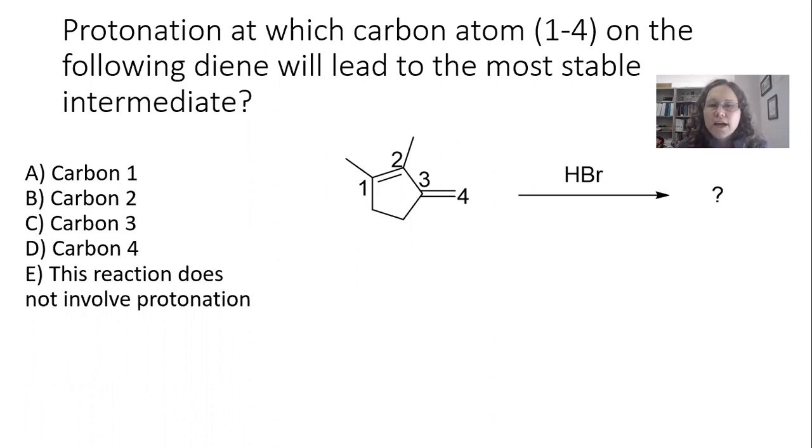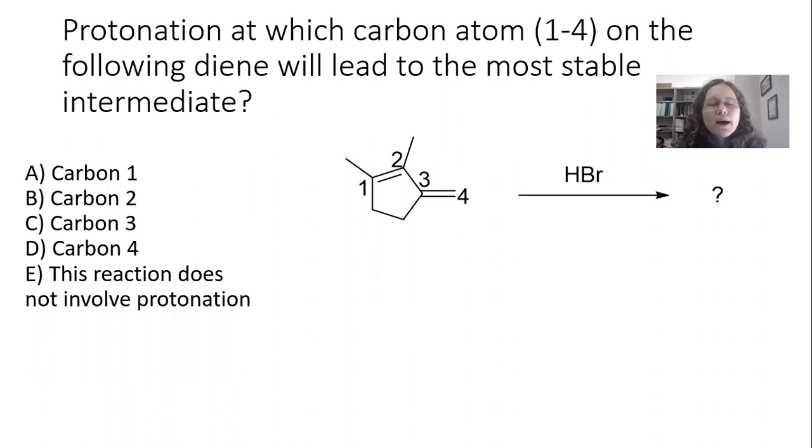So in this case, we have a diene starting material, and we have HBr as our key reagent. If we're looking at our answer choices, peeking ahead a little bit, we have carbons 1 through 4, and then E is this reaction does not involve protonation. So right away, I can cross off E because we definitely are going to have protonation since our reagent is a strong acid.